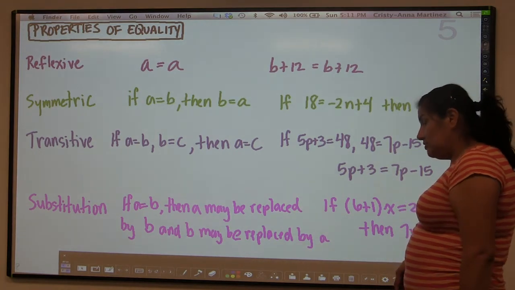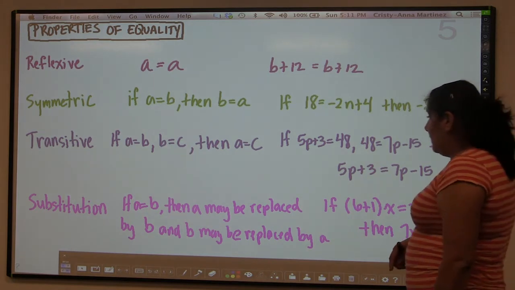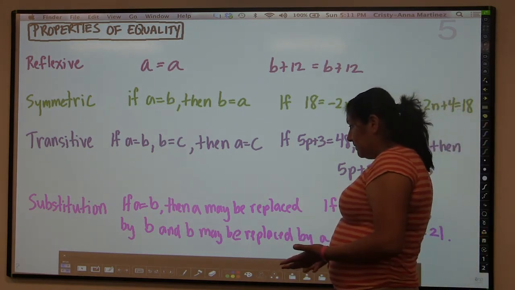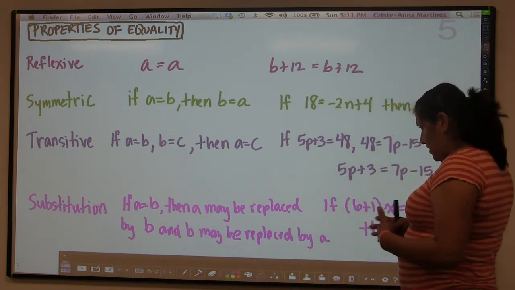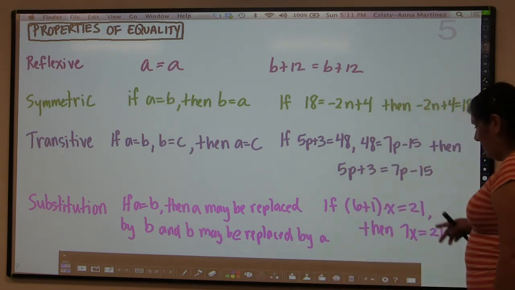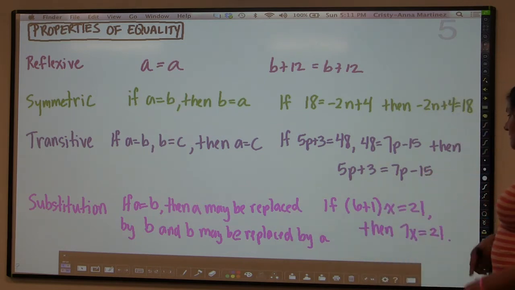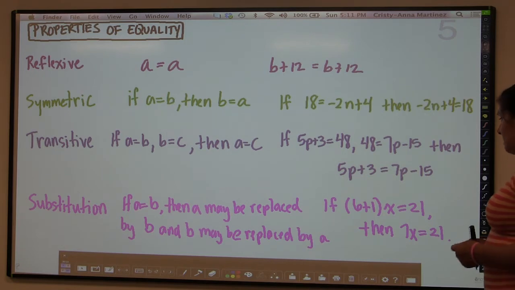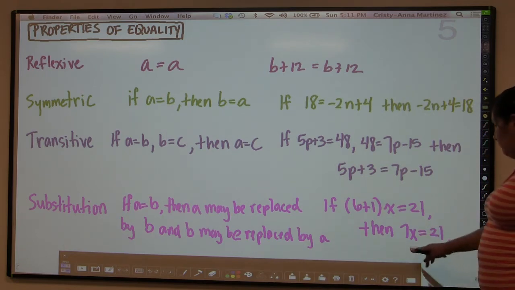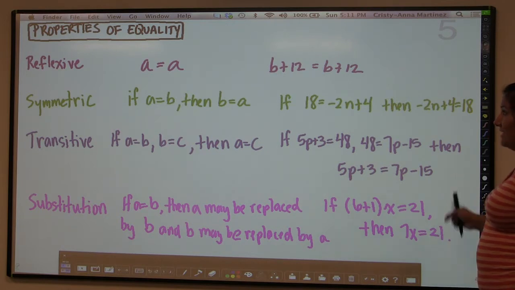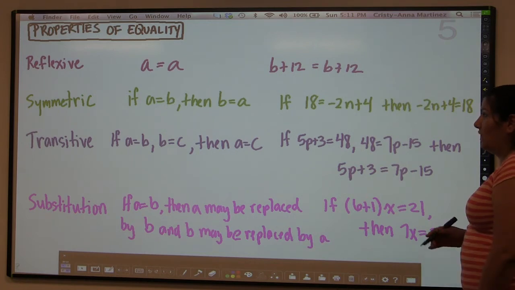And then we have substitution, and with substitution, if A equals B, then A may be replaced by B, and then of course B may be replaced by A, hence substitution, that they both will work. So here we have, if in parentheses 6 plus 1 times x equals 21, since we know that 6 plus 1 is the same thing as 7, we can replace the 6 plus 1 with a 7, and so therefore 7x equals 21. And that's the substitution property of equality. And we use these properties all the time when we're solving equations.